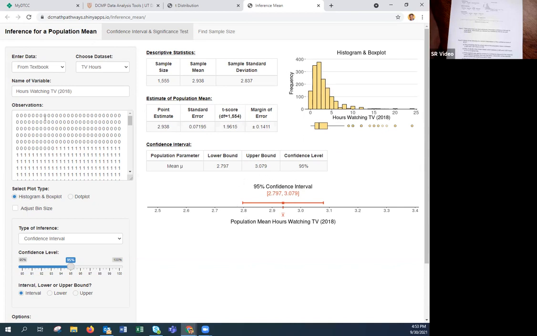So based on our data and based on our analysis, we're 95% confident that the average number of hours a typical adult in the United States spent per day watching TV is somewhere between 2.797 hours and 3.079 hours. So that's the interval right there. So let me go back to the lesson. Let me stop sharing. Okay.